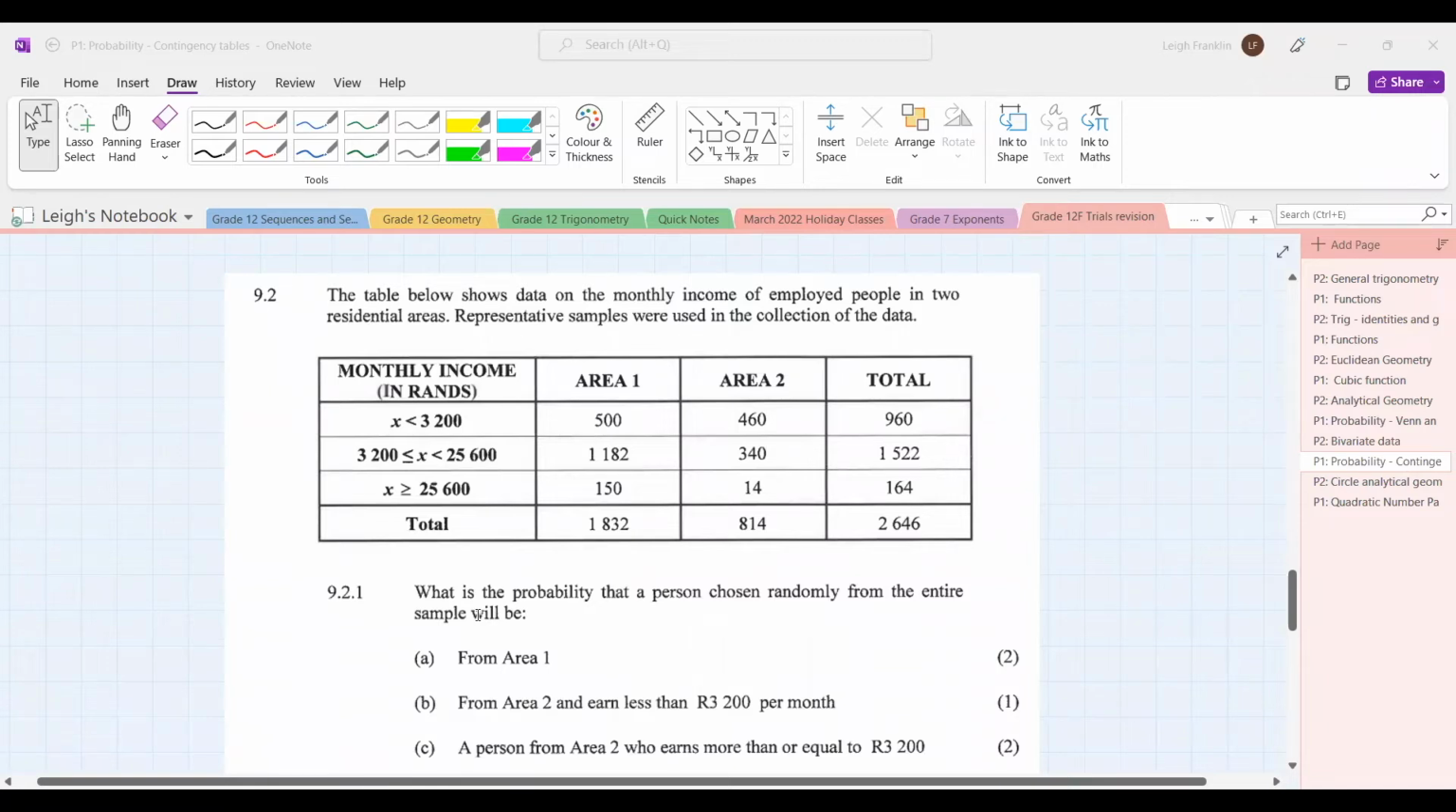All right, so this is also a two-way table, except now we've got 3 rows instead of just 2. So we're looking at monthly income, in rands. Either a home brings in less than 3,200 Rand a month, or there are homes that bring in between 3,200 and 25,000, and then homes that bring in more than 25,600 Rand a month. Okay, I see some hands up. What's up, guys? Are there questions?